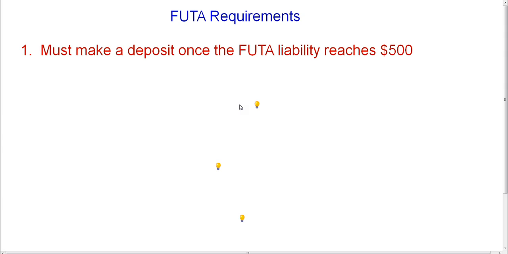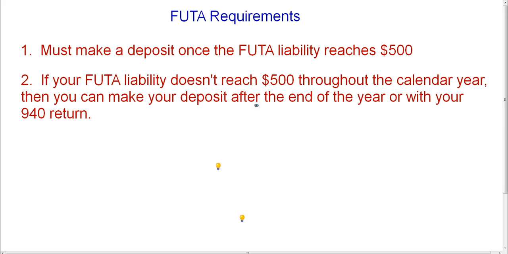You must make a deposit for your federal unemployment tax liability once your liability reaches $500. Now, what this means is you need to keep track of your FUTA liability. Once it reaches $500, you must make a deposit. If your liability doesn't reach $500 throughout the entire calendar year, then you can wait and make your deposit with your 940 form, which would be at the beginning of the new year. So you're going to be calculating your 940 for the entire year, which will be due in January of the following year.